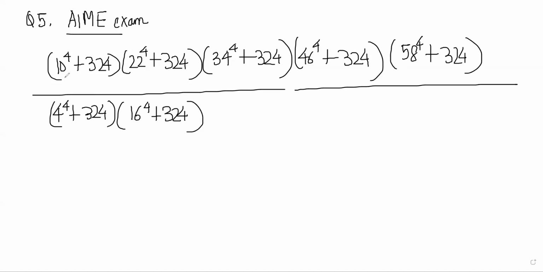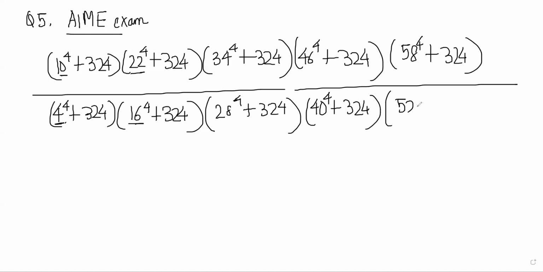Notice that the gap between the numbers 10, 22, here also it's 4 and 16. And then it will be 28 power 4 plus 324, and then 40 power 4 plus 324, and finally, 52 power 4 plus 324. We have to evaluate this. Obviously, we cannot directly calculate anything. This is too long.